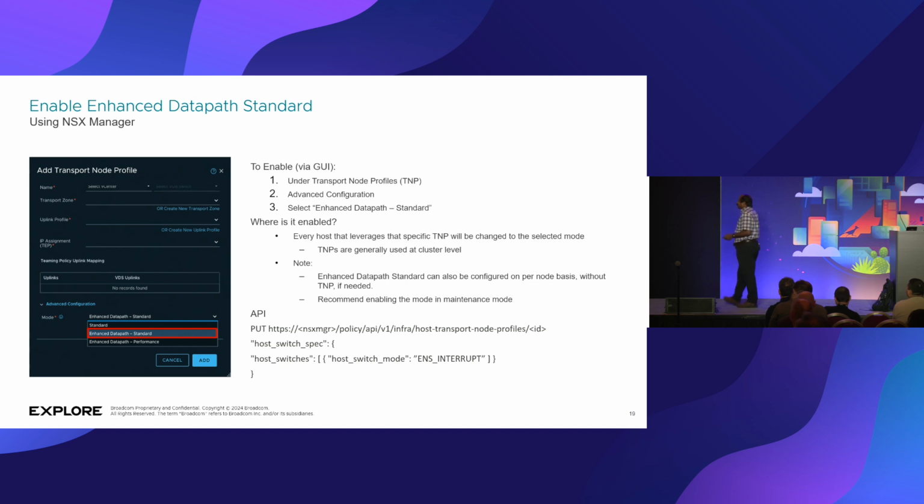All right. Again, there's an API call too, if you want to enable it instead of going the UI route. There's an API way to do this too. Remember, interrupt and standard are the same. Interrupt meaning it's interrupting the CPU to get its job done, not polling.